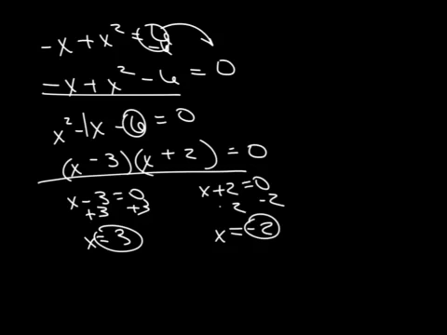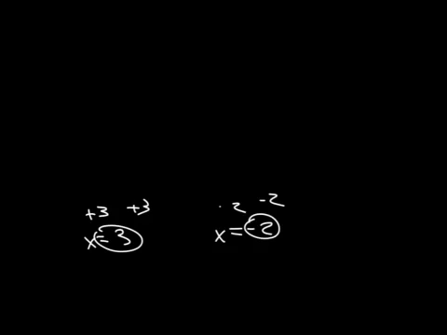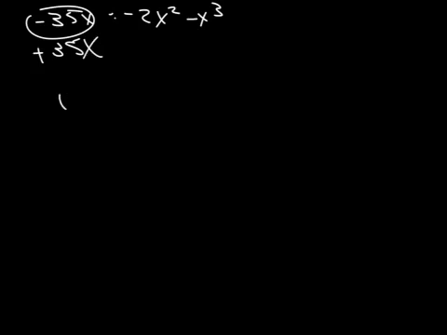All right, let's look at one more example, and then we will be done with this lesson. So 38.3, negative 35x equals negative 2x squared minus x cubed. So let's go ahead and put these all on the one side. So let's take this, add 35x here. So I have 0 equals negative 2x squared minus x cubed plus 35x.